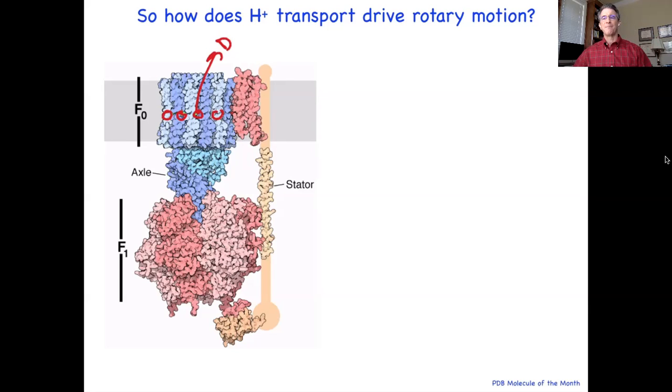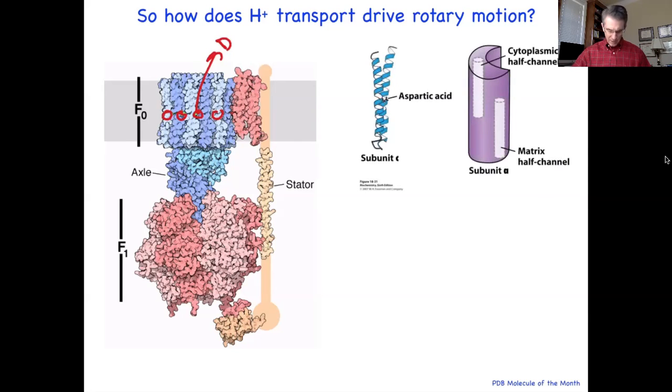And the key to how this works is that changes in the ionization state and positioning of that aspartic acid residue are directly the cause of, or linked to, rotational movement of the C ring, right? And so here's the idea of how this works, right? So there's that C subunit again, right? And there's that aspartic acid residue sort of right smack in the middle of that C subunit helical pair. The other key piece to this, again, as I said, is that A subunit. And the idea here is that the A subunit has a channel.